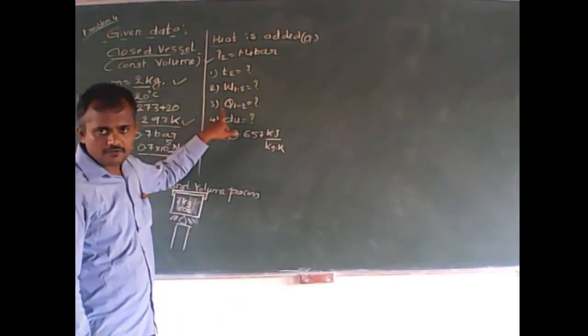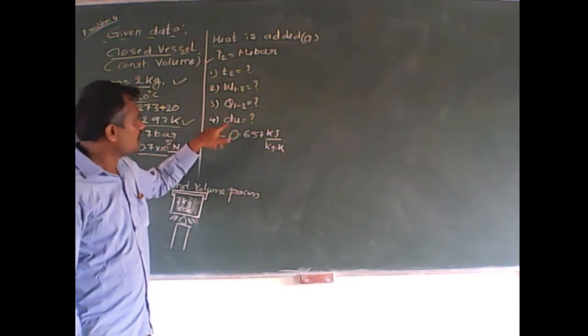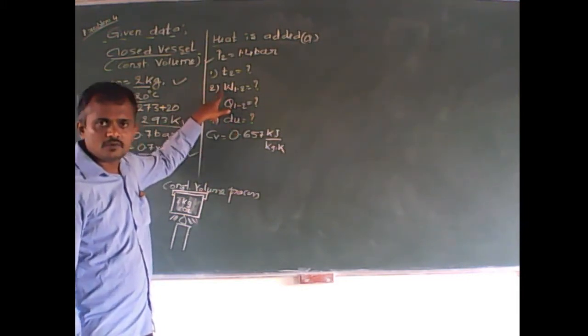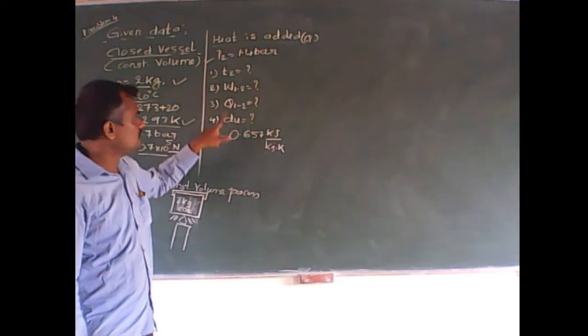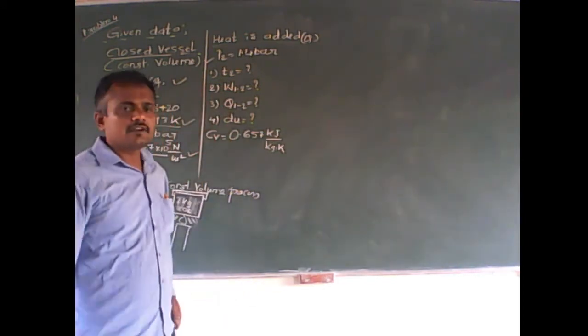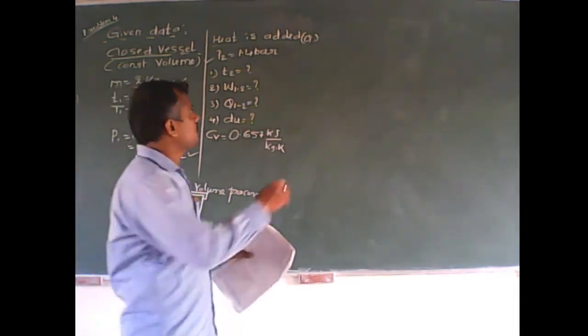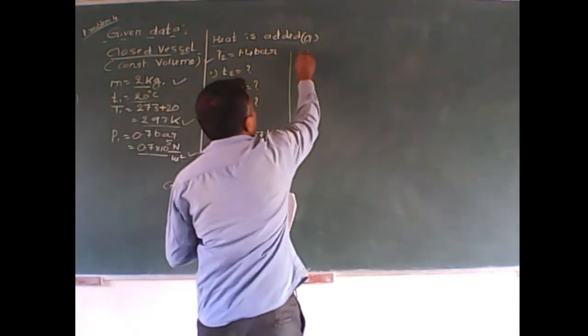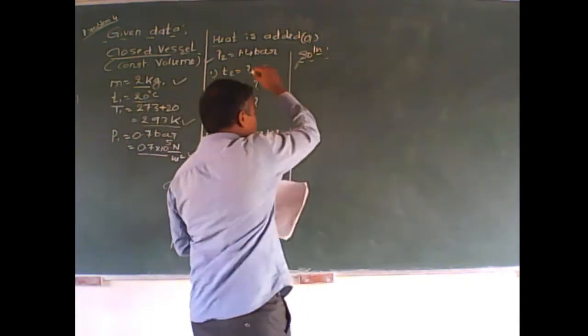Afterwards, how much heat we have added? Addition of heat. And then the work done, what work is done here. And Cv, Cv means 0.657. Okay. So with the help of this, we can go for the solution. Solution. First, let me take.